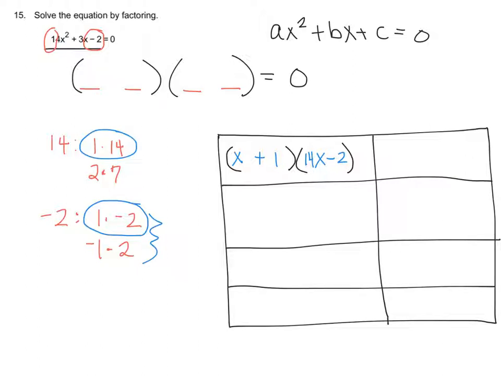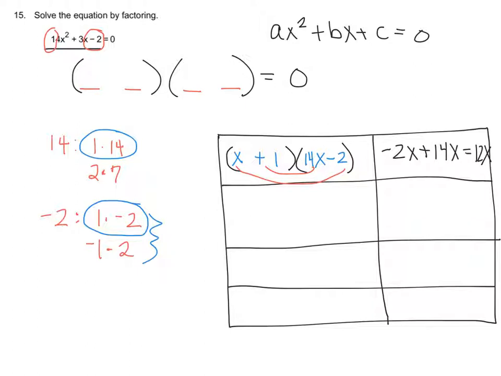In order to check, we're going to multiply the outer terms together, which is x times a negative 2. That gives me a negative 2x. And then we're going to multiply the inner terms together. 1 times 14x will give me a positive 14x. When I add negative 2x plus 14x, I get a positive 12x.